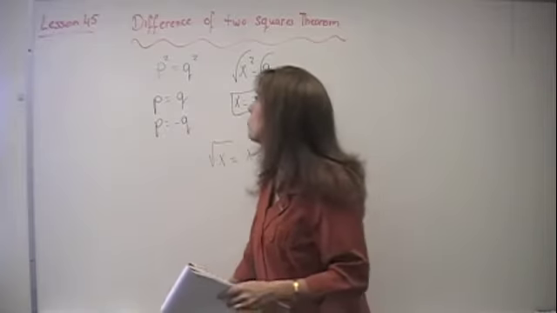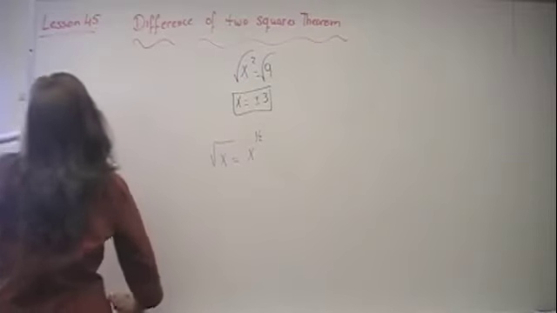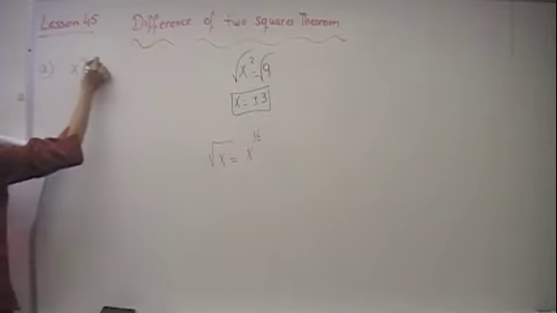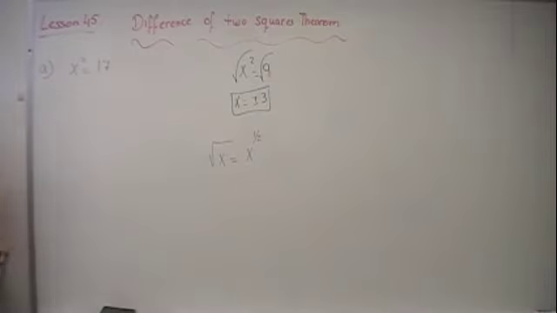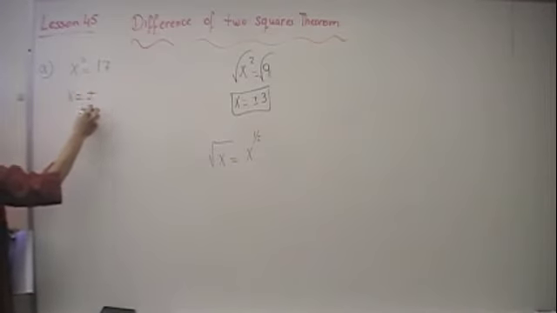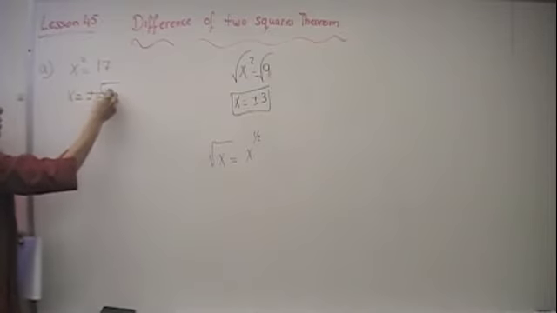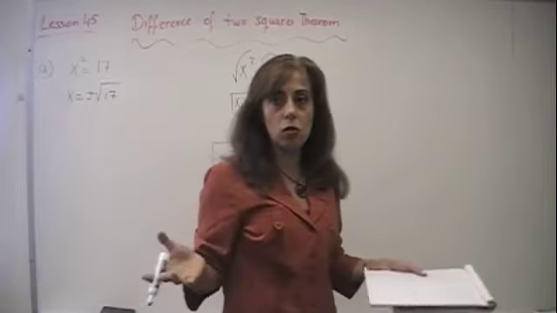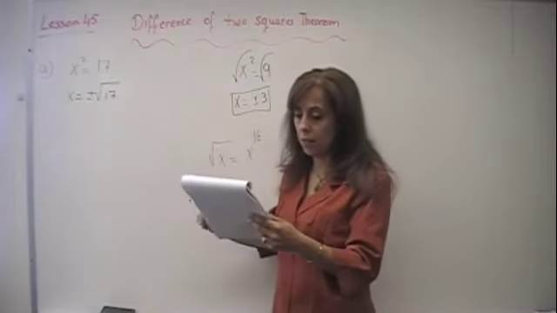Let me give you some examples. Letter A. X squared equals 17. I have to square root both sides. My answer here will be simply x equals positive negative square root of 17. And I cannot simplify it. I cannot do anything to it, so I just leave it as square root of 17.